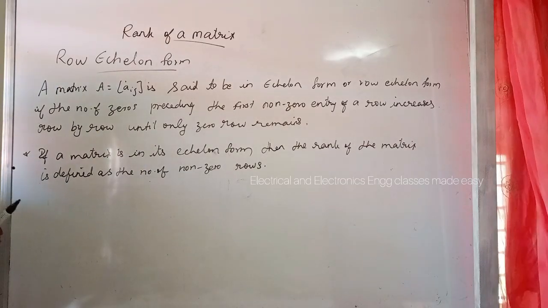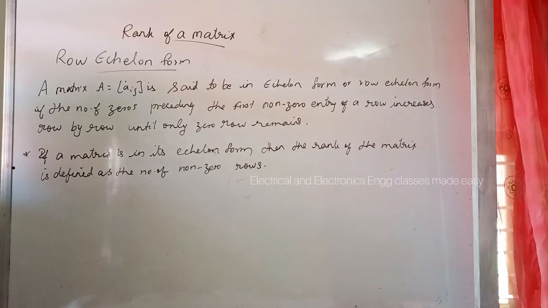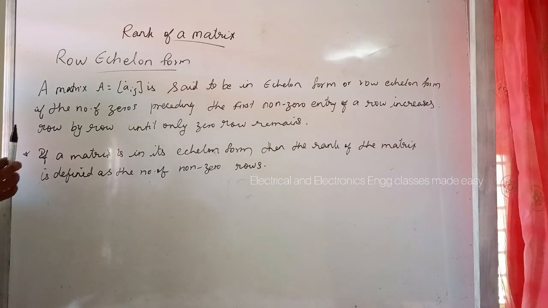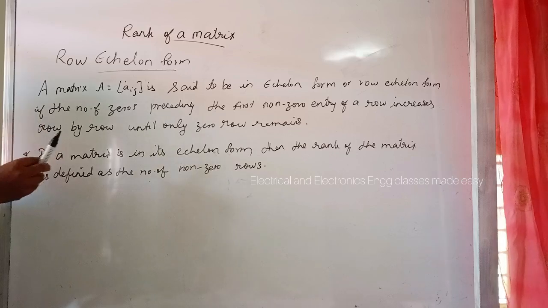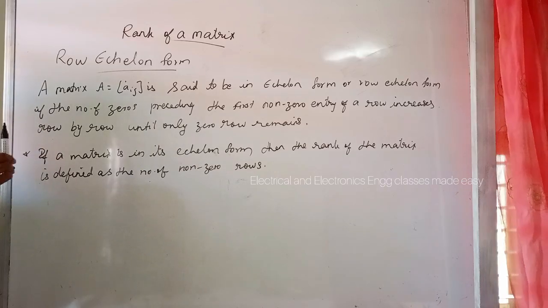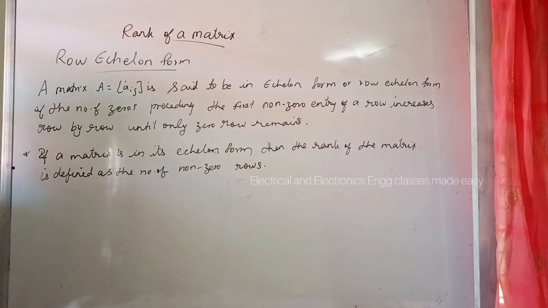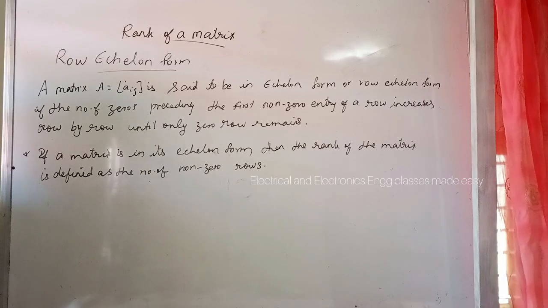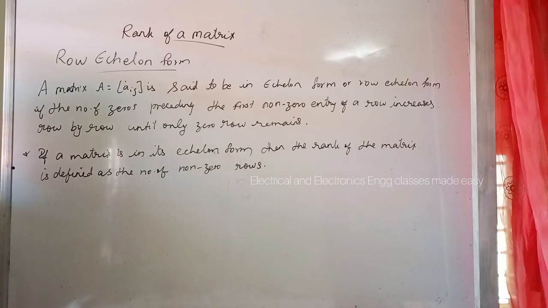Today's class is rank of a matrix. We have already discussed rank of a matrix by the determinant method. Next is row echelon form. Here we are finding the rank of a matrix in row echelon form.